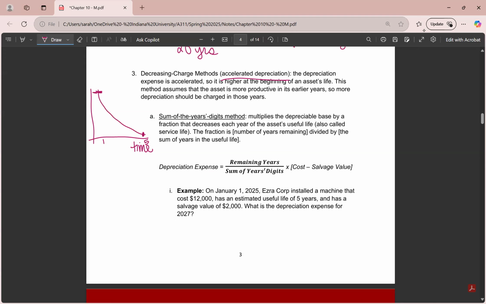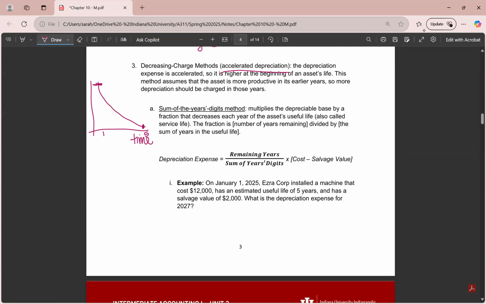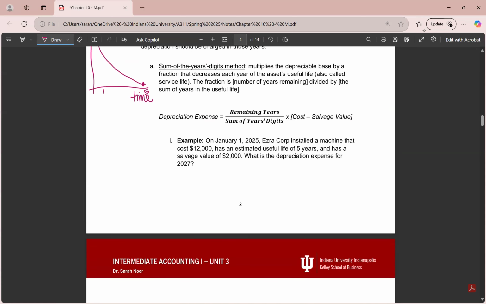So we're going to talk about two methods under this umbrella of accelerated depreciation. The first one is the sum of the year's digits method, and the formula is right here. The numerator is the remaining years, so how many years of useful life are left. The denominator is the sum of years' digits, and we'll go through that in a minute. And then we multiply by cost minus salvage, and another vocabulary word for that is the depreciation base.